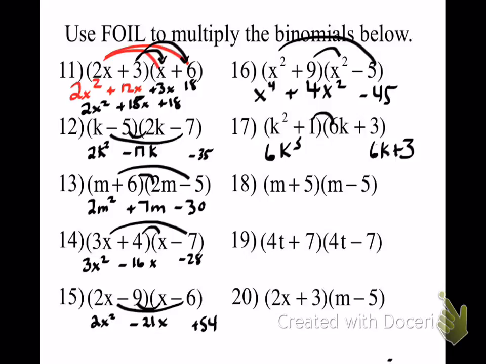My outer term makes a 3k squared, and nothing can be combined. All right. Next one's going to be m squared. The last one, my last terms are going to be minus 25. Now notice this, my inner term is going to be plus 25, and my outer term is going to be minus 25. So that's it. They're going to cancel each other out. This is what we call a difference of squares. We'll learn more about that tomorrow.